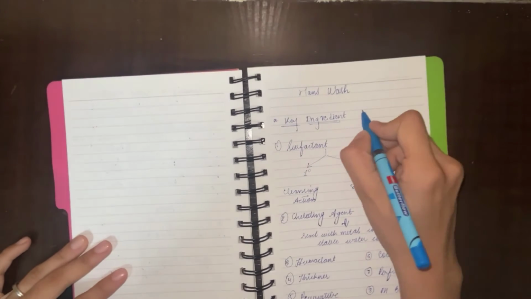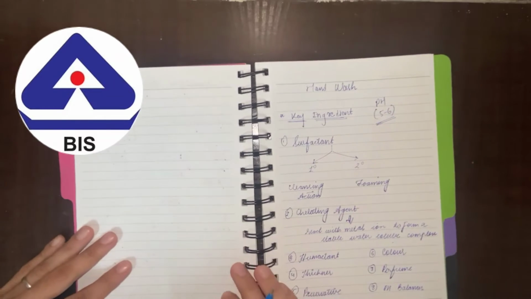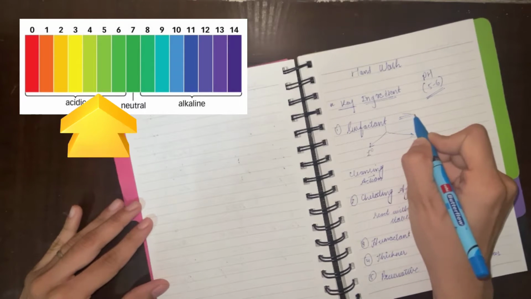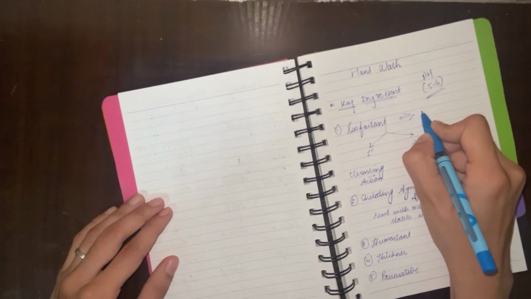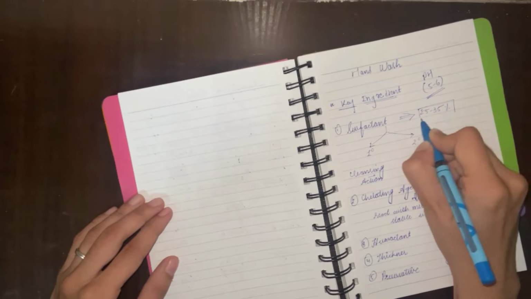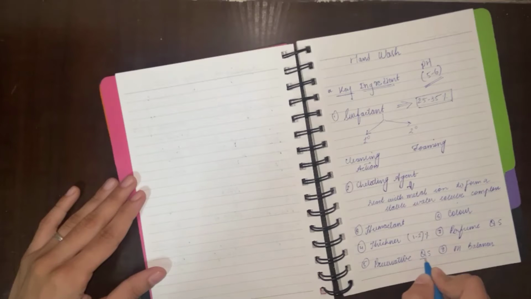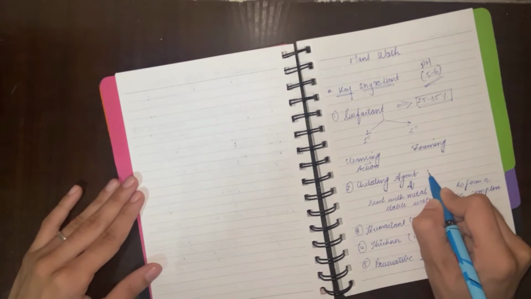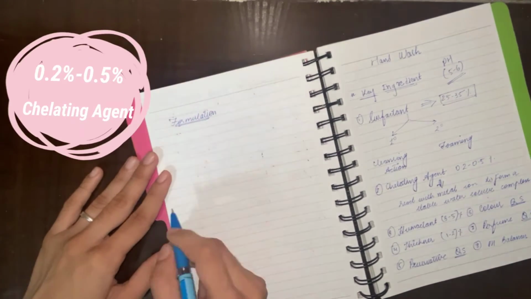You know, every product has its own pH given by BIS, the Bureau of Indian Standards. So the pH of hand wash is between 4 to 6. The ideal one is 5. Okay. After this, the quantity of surfactant we can use is between 25 to 35% in a hand wash. Thickening agent is between 1 to 2%, and the remaining ones like preservative, color, perfumes and pH balancer will be quantity sufficient according to our will. And yes, chelating agent is between 0.2 to 0.5.